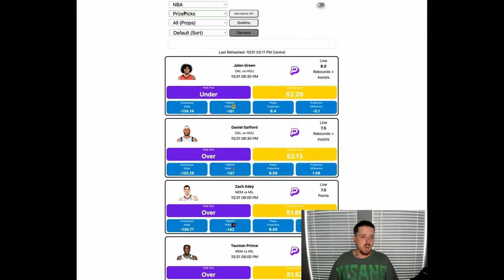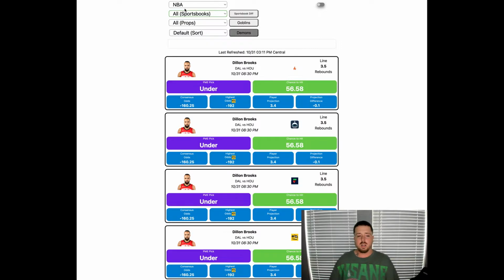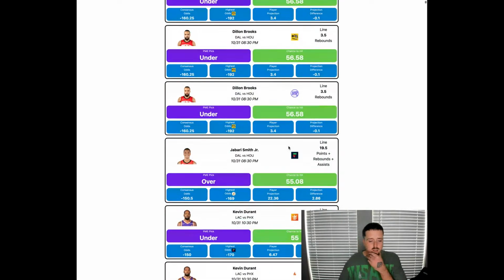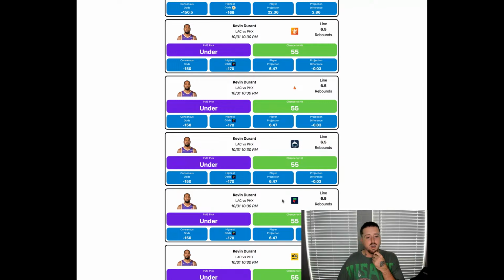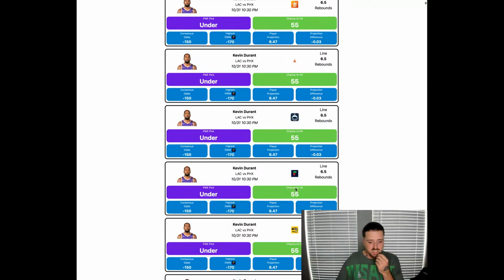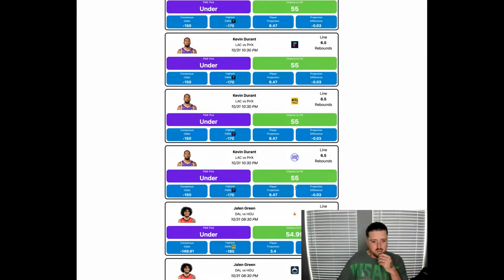Overall, on all sportsbooks though, the best value we're going to see is Dylan Brooks, under 3.5 rebounds on Hot Streak. You can get that on Hot Streak, Sleeper, Fliff, Parlay Play, Hard Rock. Jabari Smith Jr. over 19.5 PRA. You can get that on Fliff at 55% chance to hit. You can get Kevin Durant under 6.5 rebounds on DraftKings Pick 6, on Hot Streak, and on Sleeper, Fliff, Parlay Play, Hard Rock.